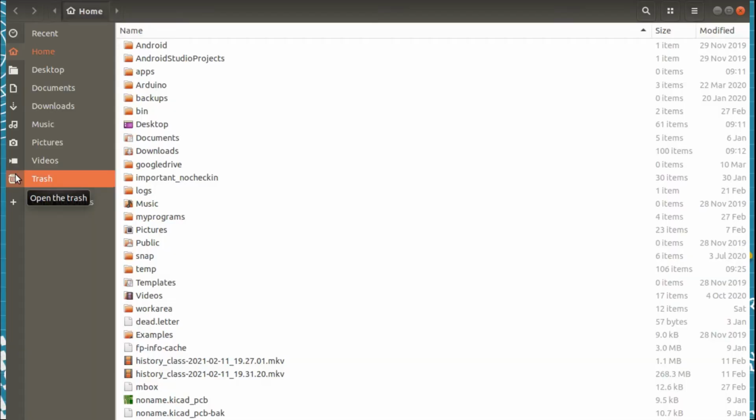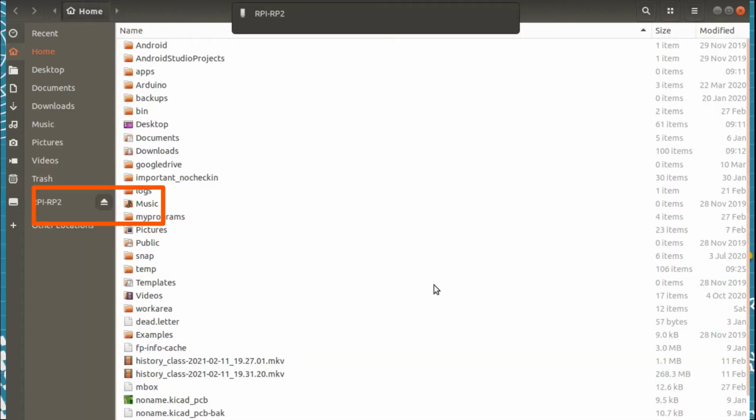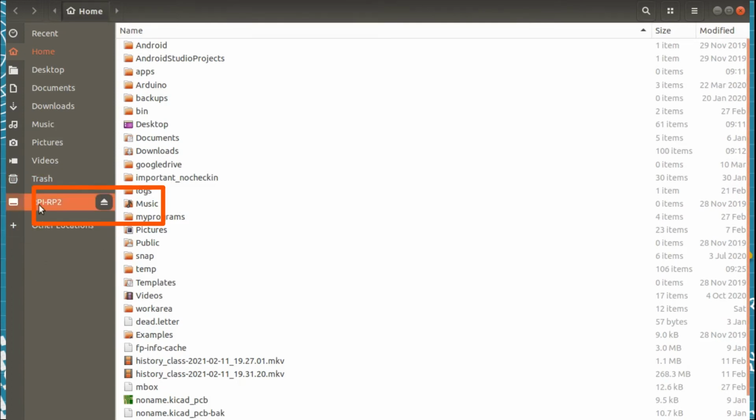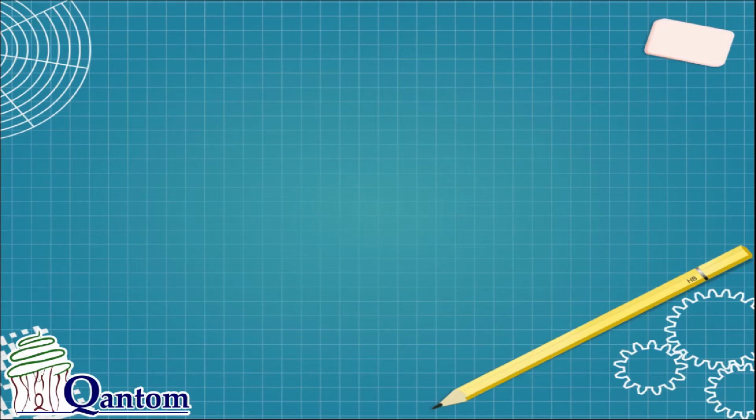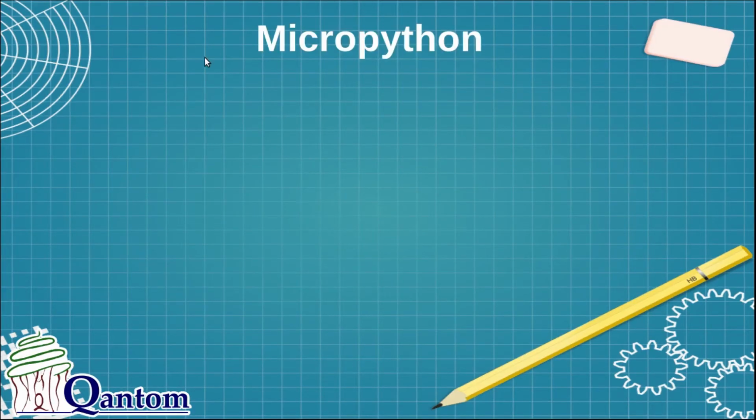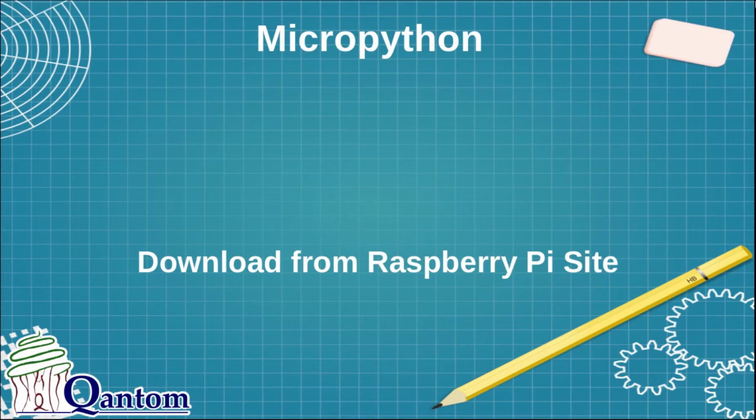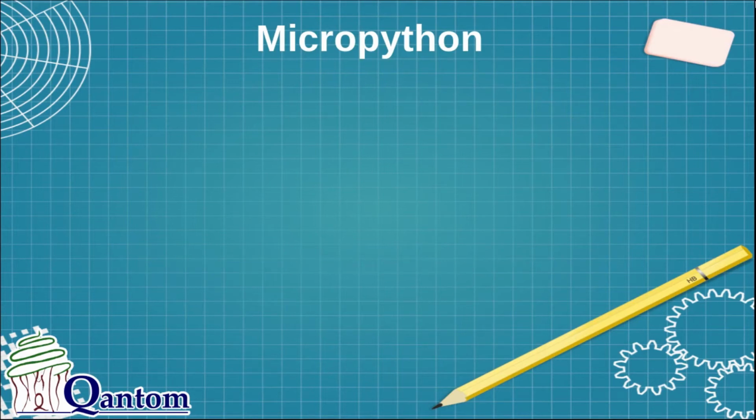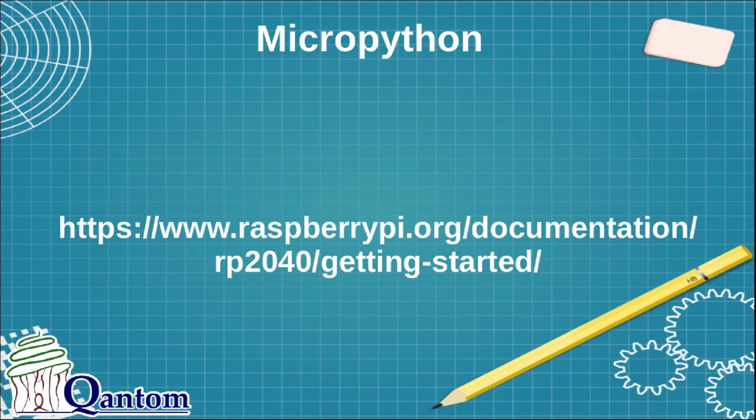Make sure that the Pico's file system appears as a drive on your file system. It's just like any other pen drive. Now download the latest MicroPython binary from the Raspberry Pi Pico site. As of this tutorial recording, the URL for the Raspberry Pi MicroPython binary is as shown below.